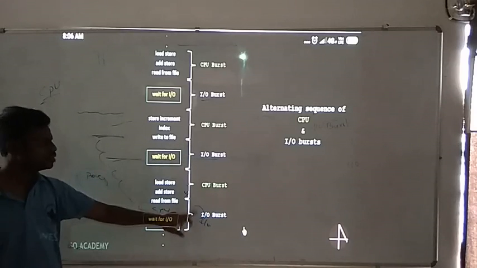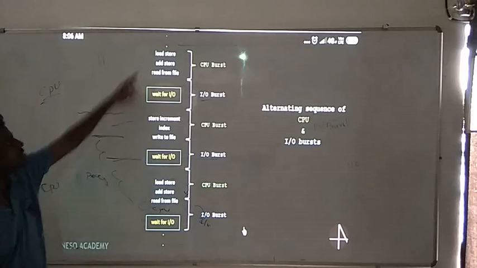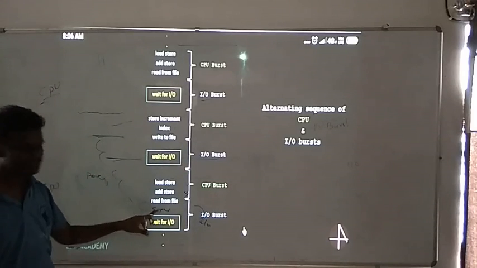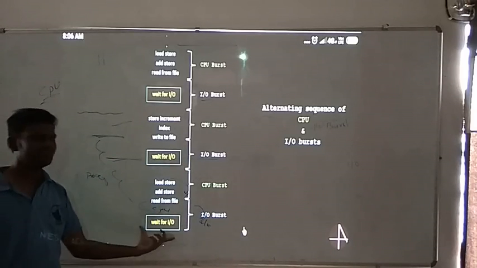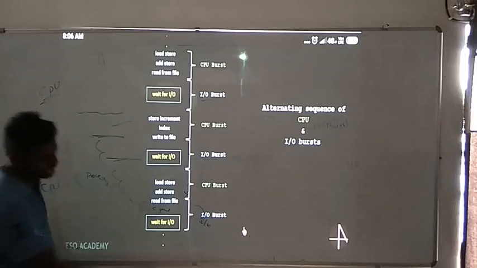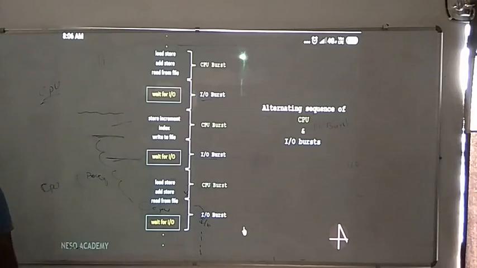And then the CPU will execute the load, store, add, which is similar to this one. Whenever it needs to wait for IO, the IO burst will come. Like that, we will be executing the same things. That is the reason we are saying CPU and IO burst cycles. Why? Because it continues until your processes get executed.